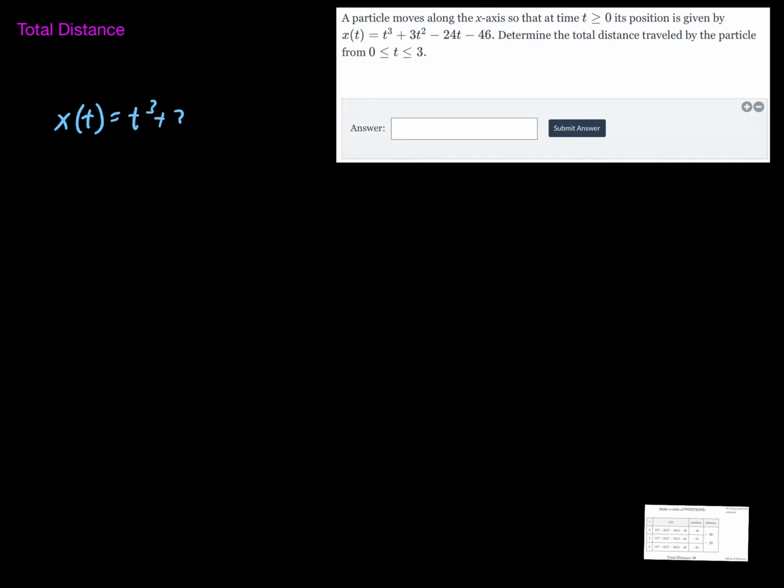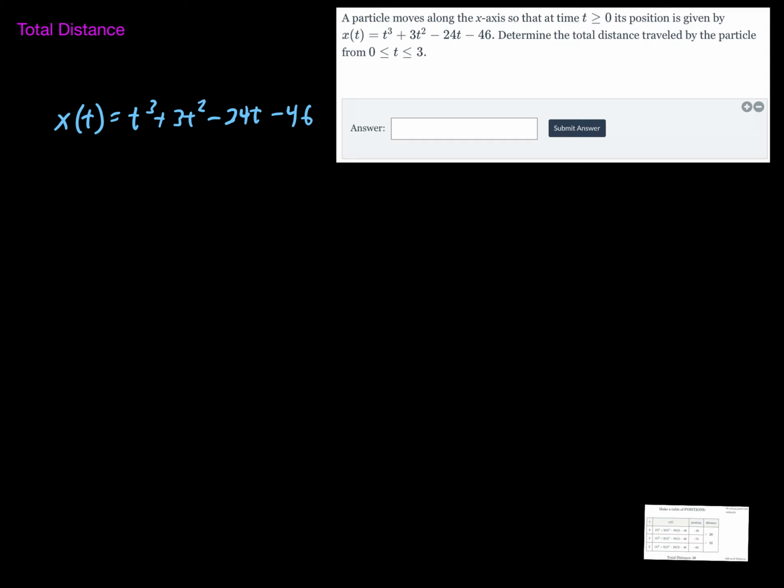Here's a cubic function. I'm just copying it down from the problem up there, minus 46. All right, so that right there is the position function, and we see that we want to know the total distance going between time equals 0 and time equals 3. All right, well, what did we do before?